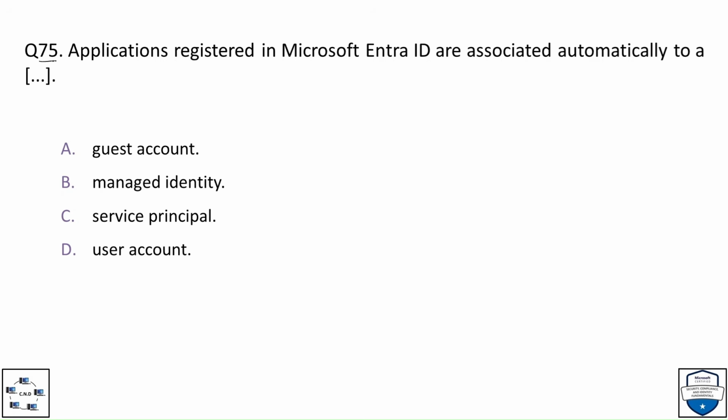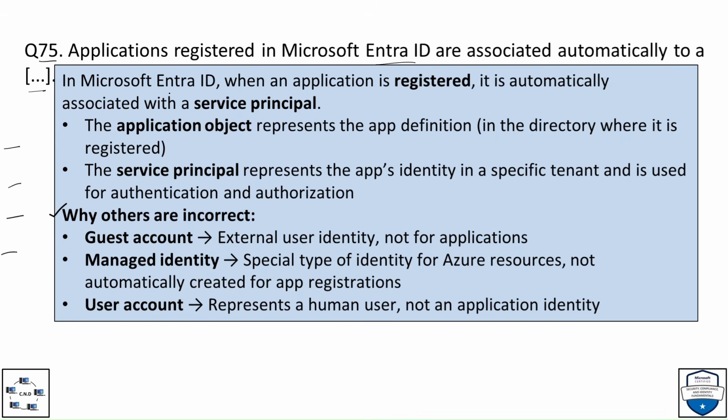Question number 75. Applications registered in Microsoft Entra ID are associated automatically to a blank space. Option A, guest account. Option B, managed identity. Option C, service principal. And option D, user account. And the correct option is option C, service principal. So in Microsoft Entra ID, when an application is registered, it is automatically associated with a service principal.